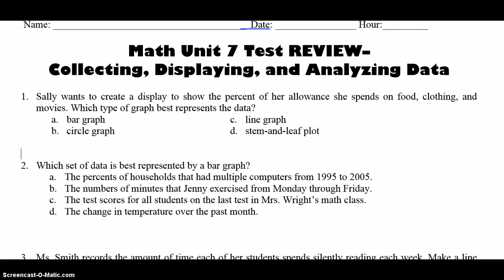So number 1 says Sally wants to create a display to show the percent of her allowance she spends on food, clothing, and movies. Which type of graph best represents the data? And remember, you're reading the sentence looking for the keyword, and my keyword is percent. And when we're talking about percents, we are talking about a circle graph. So the answer to number 1 is B.